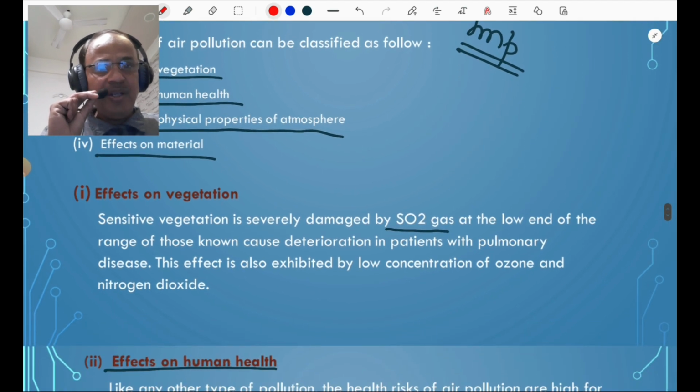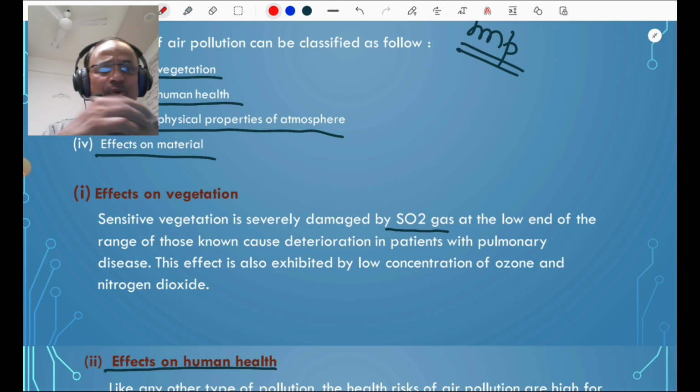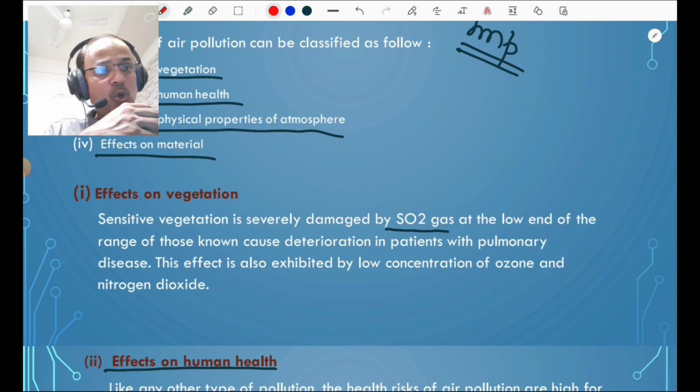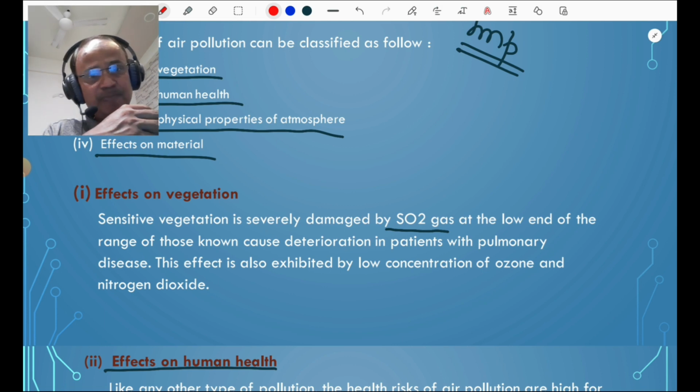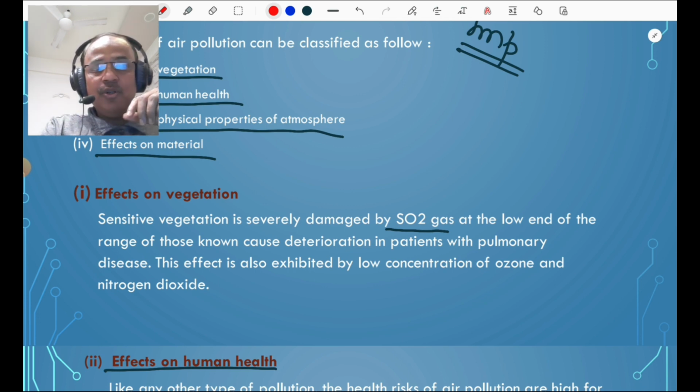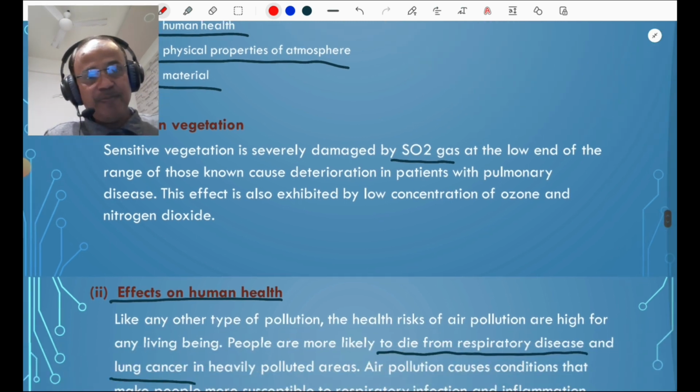Effect on vegetation. Vegetation means trees and plants, and what effect happens to them. Sensitive vegetation is severely damaged by SO2 gas at the low end of the range of those known to cause deterioration in patients with pulmonary disease. This effect is also exhibited by low concentrations of ozone and nitrogen dioxide. So SO2, ozone as well as nitrogen dioxide play the major role in causing the effect on vegetation.